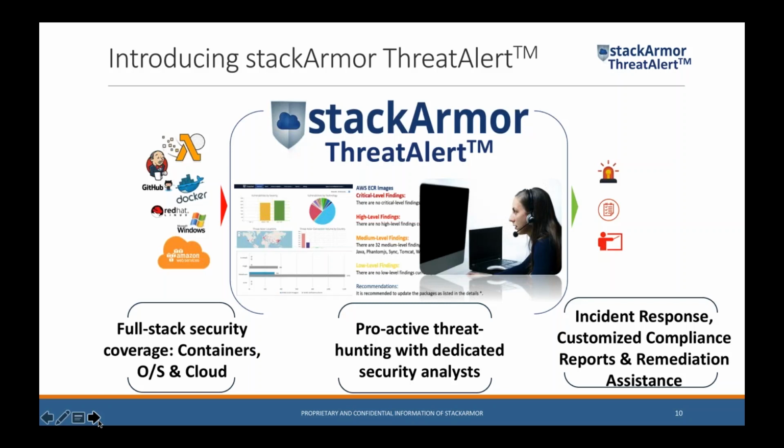So I'm going to start from the left side to the right side of this particular slide to give you an idea of what Threat Alert works with. Everybody has DevOps or SecDevOps or applications, and they all comprise things like Jenkins. They're sitting in GitHub. They're running on Docker or Red Hat Linux, and most importantly on Amazon Web Services.